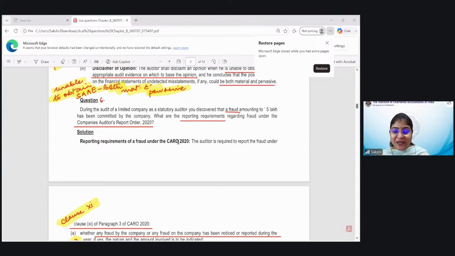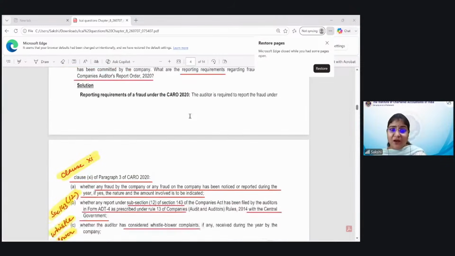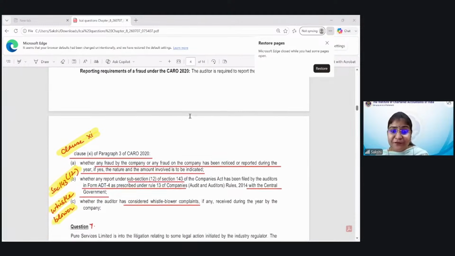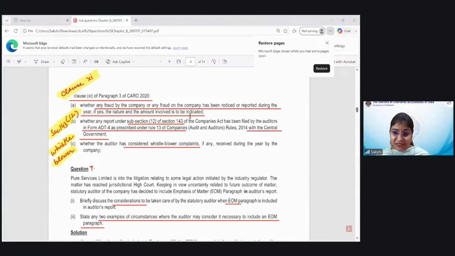All right. So they say, what are the reporting requirements regarding fraud under the Companies (Auditor's Report) Order 2020? Easy question. The auditor is required to report the fraud under clause 11 of para 3 of CARO 2020. Firstly, he will say whether any fraud by the company or any fraud on the company has been noticed or reported during the year. If yes, the nature and amount involved. This is what we had studied, reporting under CARO clause 11: whether fraud done, and if yes, nature and amount.